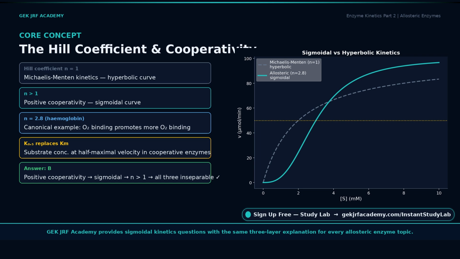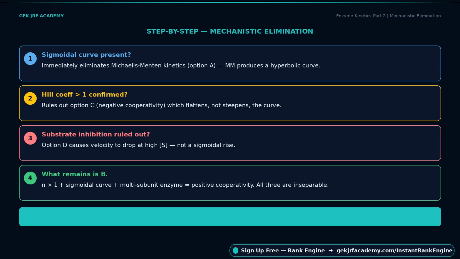A Hill coefficient of 2.8 tells you 2 things simultaneously. The enzyme has multiple subunits, and they communicate with each other through conformational changes. Hemoglobin, with an N of approximately 2.8, is the canonical example. The answer is B. The step-by-step reasoning.